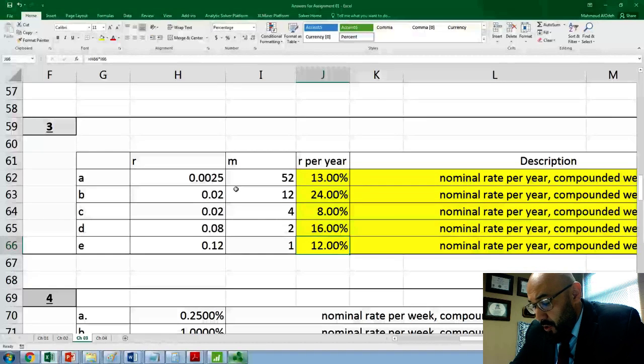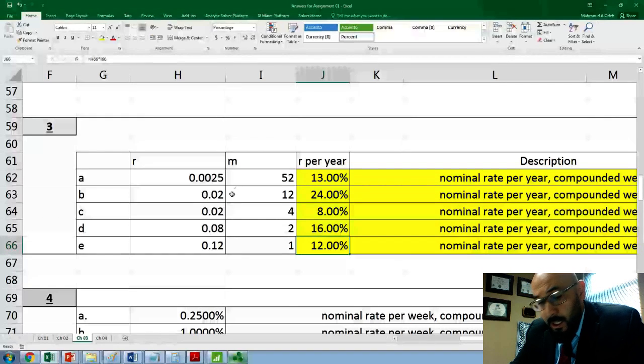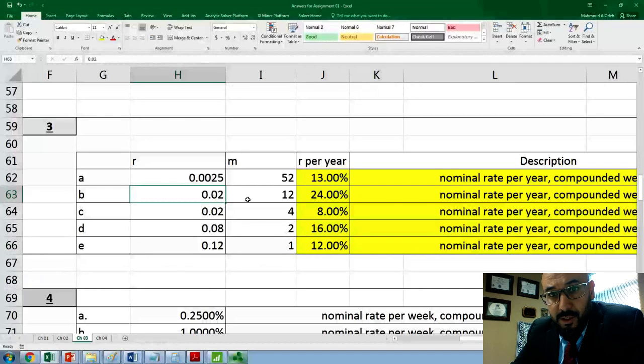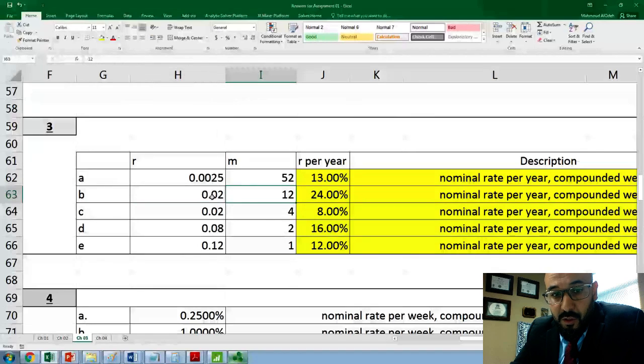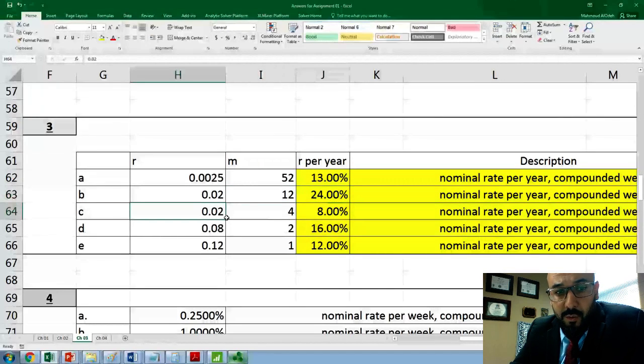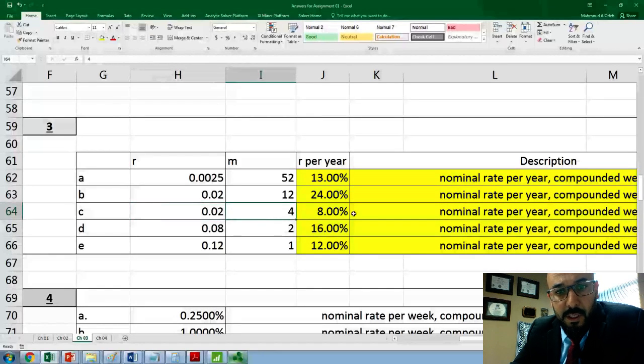Let's go to the next one for part B, 2% per month, compounded weekly. So we need to know that this is 2% per month, and we need to find the nominal interest rate. How many months per year? That would be 12. So 12 times 2%, 24% would be the nominal rate. Then we'll do the same thing for C, 2% per quarter. How many quarters per year? That would be 4 quarters per year. That would give you 8% nominal rate.